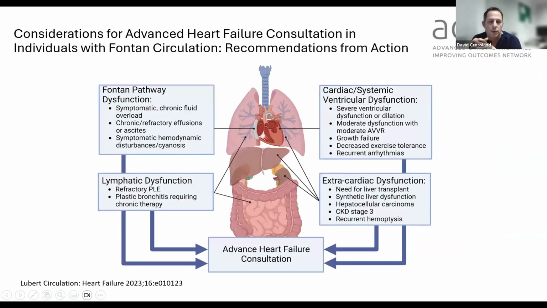So with the lack of data, the ACTION group came up with this schema of consideration for advanced heart failure consultation in those with a Fontan circulation. And you can see that a combination of Fontan pathway dysfunction, problems with the systemic circulation, and the fallout from those, lymphatic dysfunction and extracardiac dysfunction, should lead to consideration of referral for advanced heart failure management.